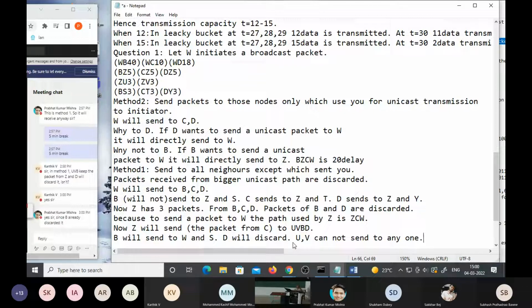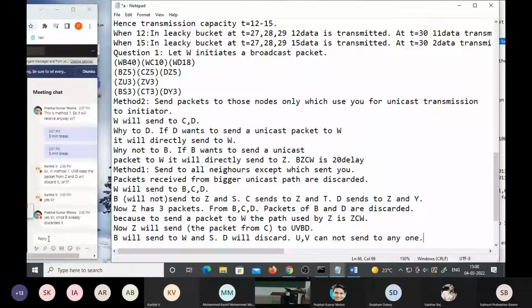That is correct. It means that I made a mistake. Yes, I wrote it wrongly. W will send to B, C, D, but B will not send to Z and S. B will send the packet of this to Z and S. The packet which B will get via Z will be forwarded, not others. Is it clear? Is it correct now?